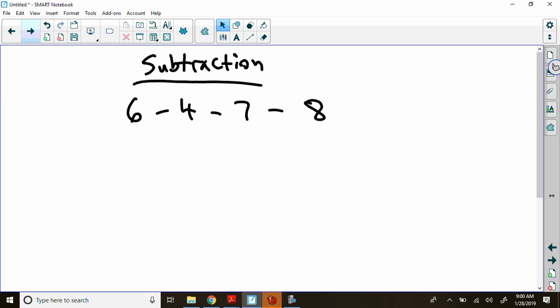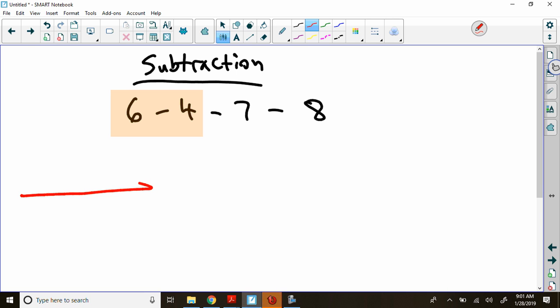Now with subtraction, there is no such law as the commutative property of subtraction. I know I said it wrong, I should have said commutative. There's no such thing as the commutative property of subtraction. So we do have to take PEMDAS literally. We do have to go from left to right as they appear. So 6 minus 4, let's try that number line trick. Here's 0.